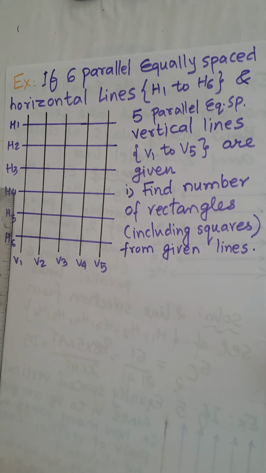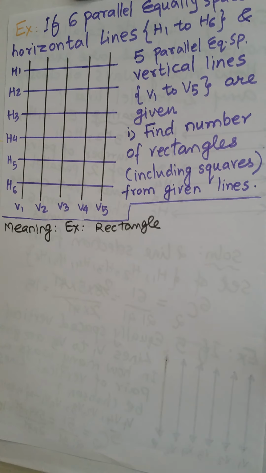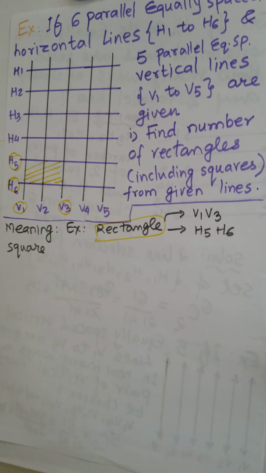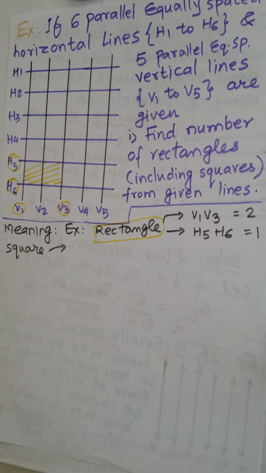So let's see first of all how a rectangle is formed. A rectangle is formed if we choose a pair of horizontal lines and a pair of vertical lines. Let's take a pair of vertical lines v1 v3 and a pair of horizontal lines h5 h6, which gives this rectangle, v1 v3 h5 h6. This is a rectangle, with dimension 2 by 1.